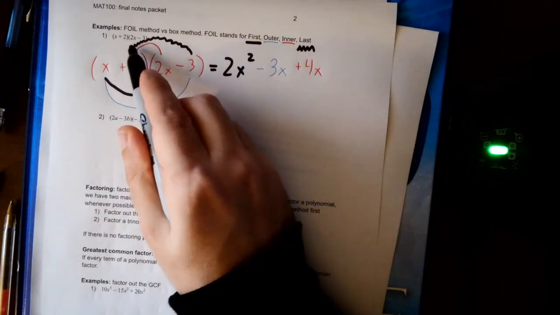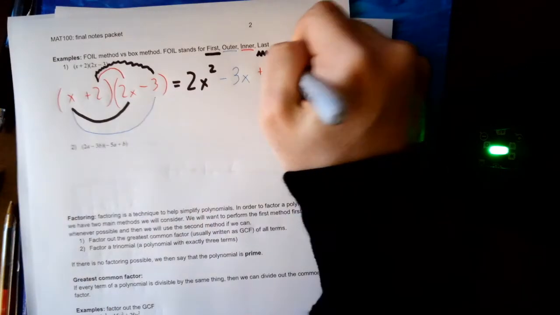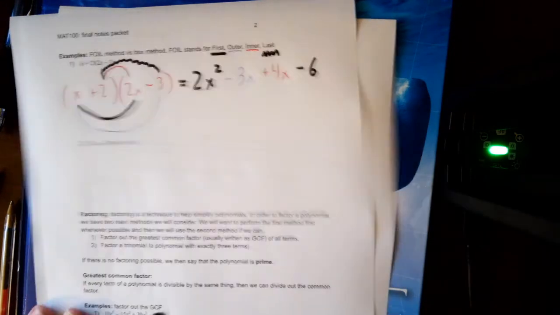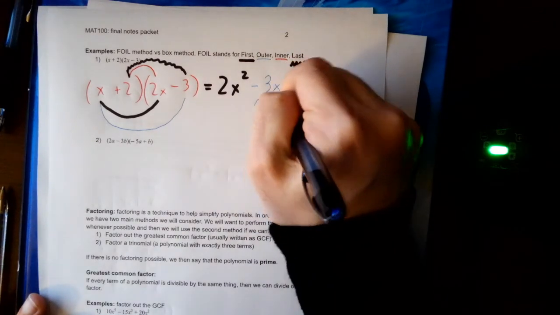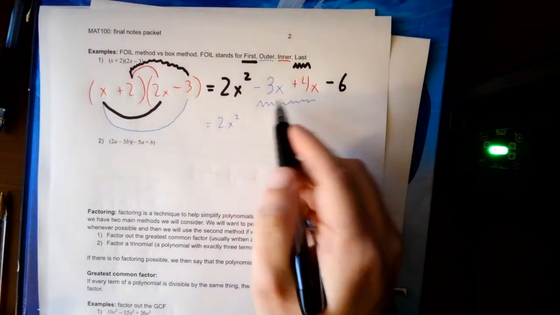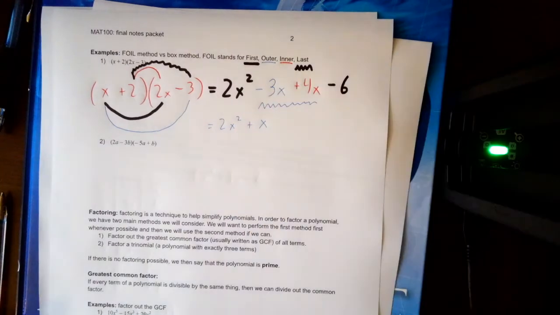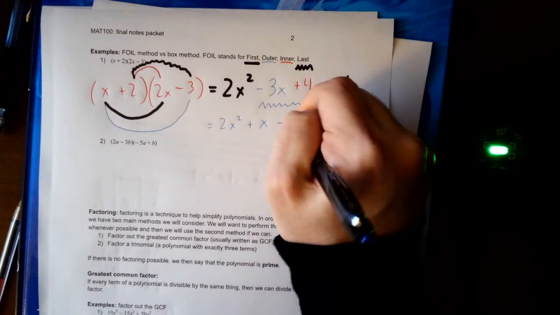Now, I was squiggle lining here. We had to do 2 times negative 3. That gives me negative 6, right? And so hopefully we can see that we can FOIL like that, right? Now, the last step is there's some like terms here to combine before I'm done with the problem. So I'll have 2x squared. Negative 3 and positive 4 make plus regular x, right? You could write 1x and then minus 6.